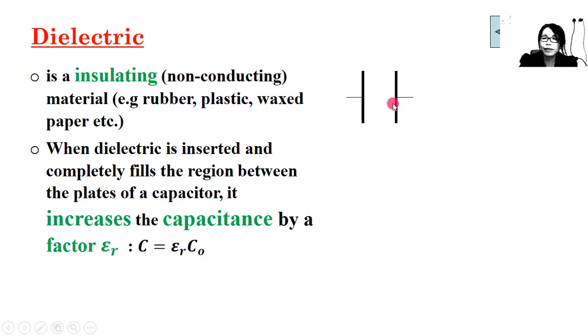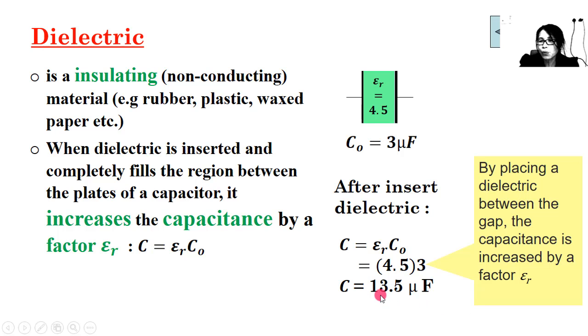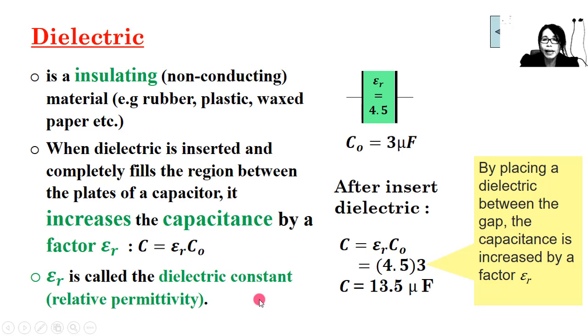For example, I have an air-filled capacitor. The capacitance is 3 microfarad. So what happens when I put in a dielectric? If I insert a dielectric between the plates, whereby epsilon r is 4.5, then I'll find that after I insert the dielectric, the value of capacitance will increase 4.5 times. So I'm going to have 4.5 times 3, a new capacitance of 13.5 microfarad. So by placing a dielectric between the gap, the capacitance will increase by a factor of epsilon r. Epsilon r is called the dielectric constant, or relative permittivity.